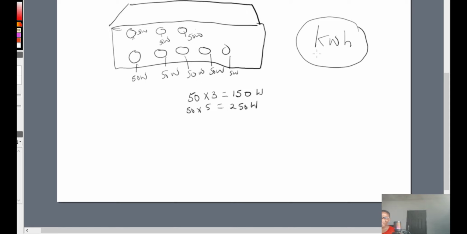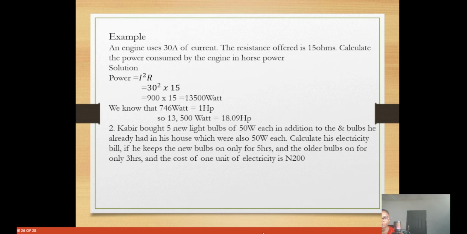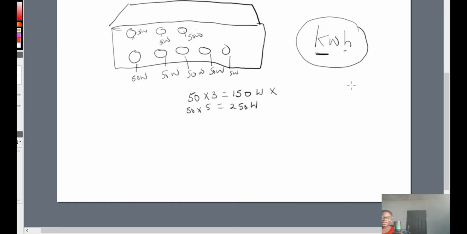So what I have now is kilowatts. Then hours. They said he turned on the new bulbs for 5 hours and the old bulbs for 3 hours. So he turned on the 5 new ones for 5 hours, and this one for 3 hours. So this one is equal to 450 watt hours, right? And this one is 250 times 5.